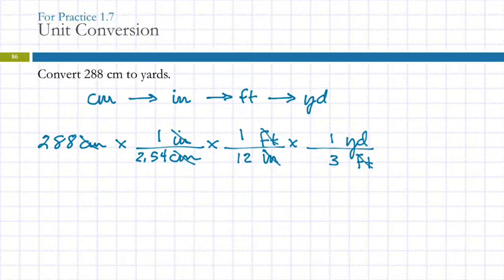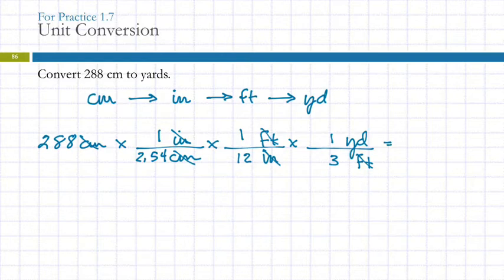So I'm getting a big mess. How many significant figures should my answer have? 3. So my starting number had 3 significant figures. Yes, it's a whole number, but that doesn't mean it's exact. It's 288 centimeters. This conversion factor is exact because I told you it was. These are defined quantities within the English system. They are also exact. So I don't need to look at those numbers at all. My answer has the same number of sig figs, 3.